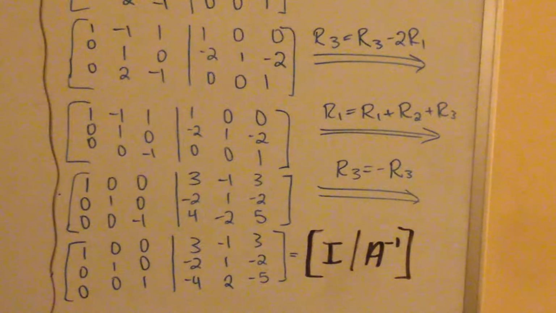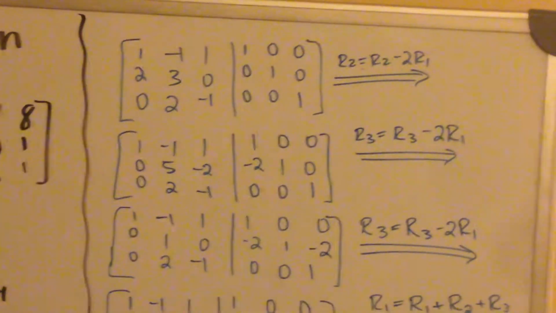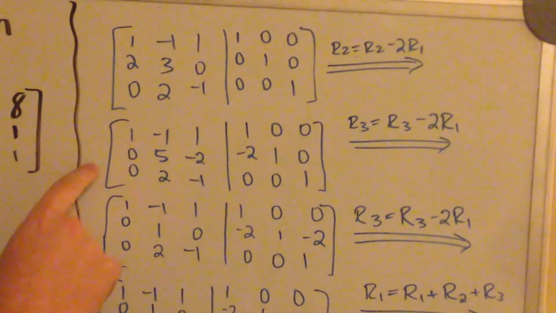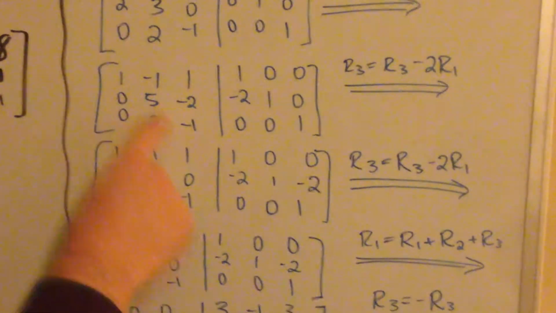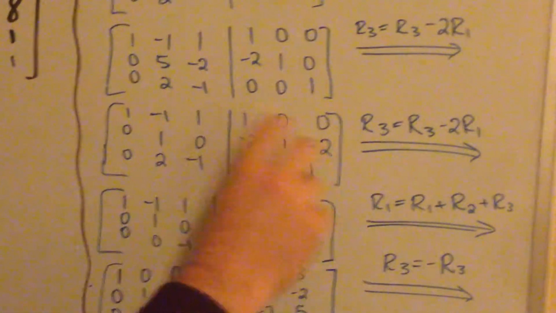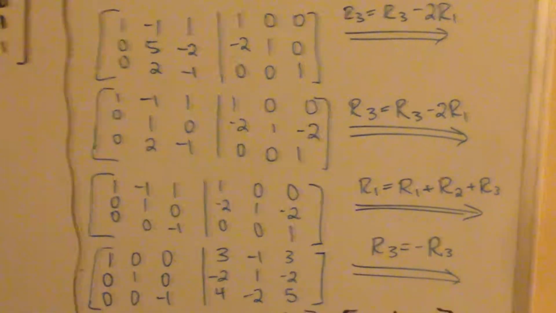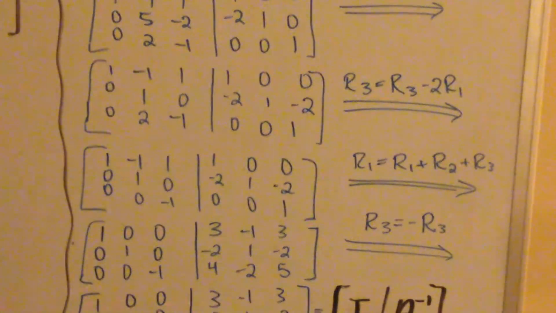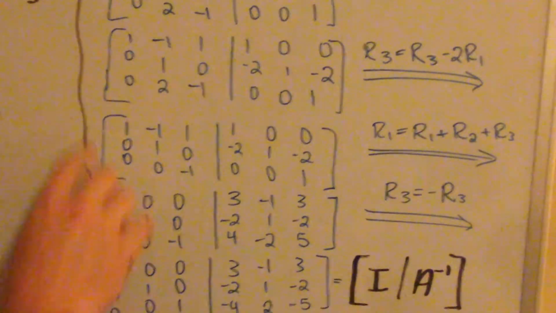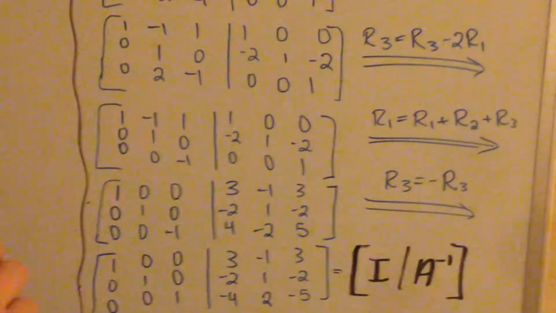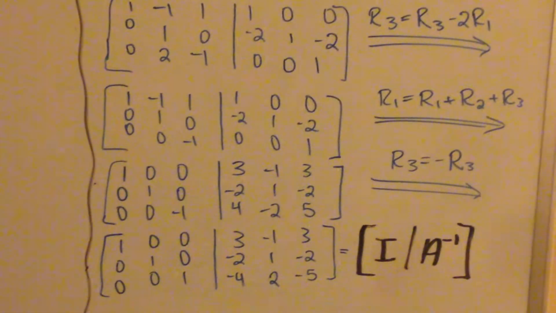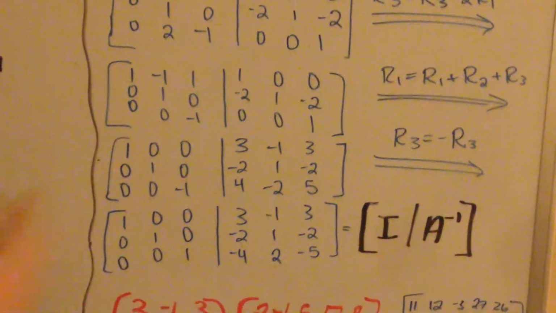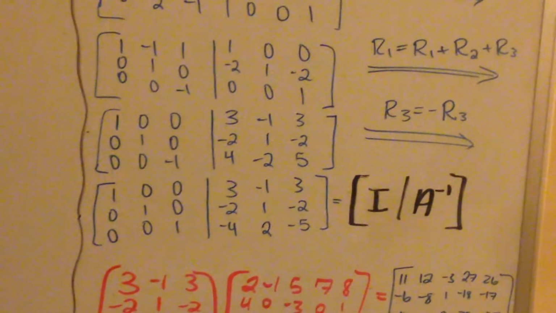So to go over our process, we took row 2 and subtracted 2 times row 1 to get here. And then we took row 3 and we subtracted 2 times row 1 to give you this augmented matrix. And then we subtracted from row 3 2 row 1s and we get this augmented matrix. And then we added for row 1, row 2, and row 3. And then finally, we negated row 3 to give us the identity matrix on the left-hand side and A inverse on the right-hand side.